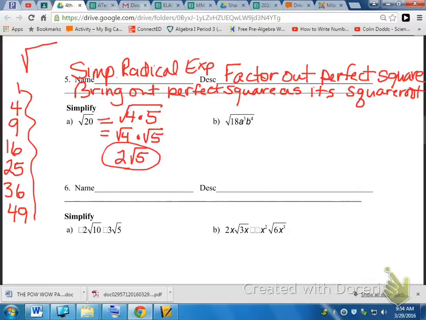That's why you don't need a calculator. We're not going to find the decimal equivalent to that. You're going to find the exact answer. The exact answer for radical 20 is 2 radical 5.